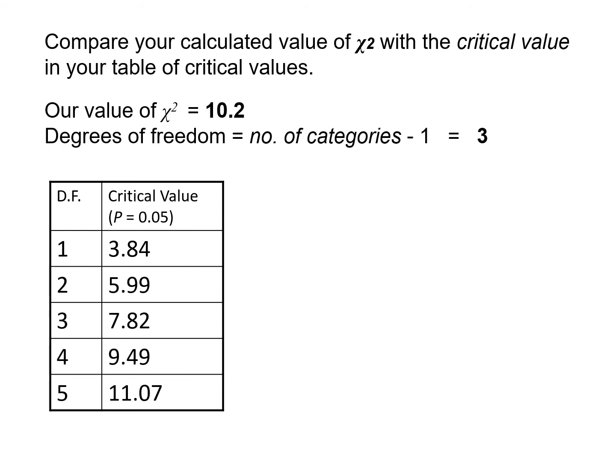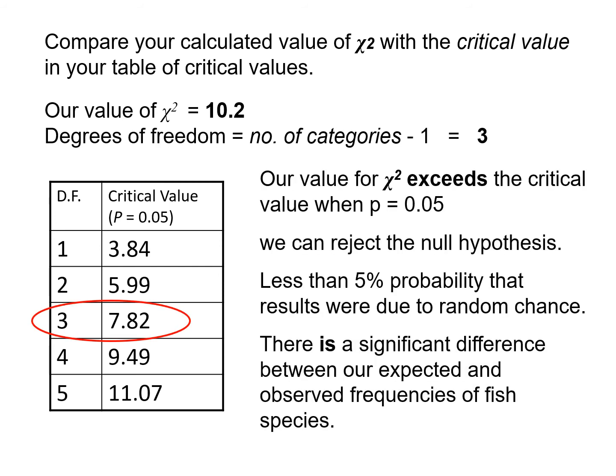The next statement we say relates to chi-squared and a critical value, and in this case, our value for chi-squared exceeds the critical value for p of 0.05, which is 7.82. That means that we are going to fall on the right of the 0.05 level, which means we fall on the reject the null hypothesis side. That means that there is less than 5% probability the results are due to random chance.